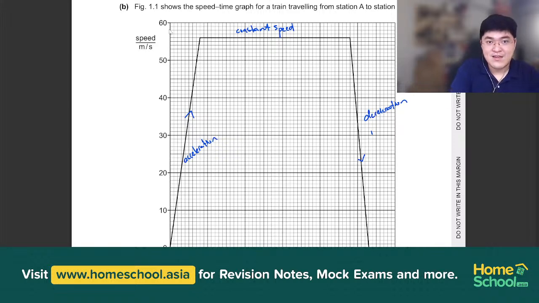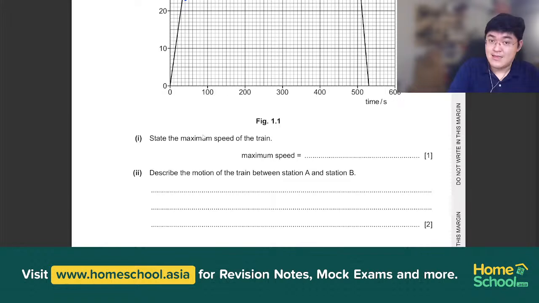So here's 50, here's 60. There are 10 divisions on this graph. So this is 51, 52, 53, 54, 55, 56, 57, 58, 59, and 60. So we are right here. This is 56, right? 56 meters per second. This corresponds to the constant speed of the graph, which is also its greatest speed. So once that's done, let's come down here and write 56 meters per second.